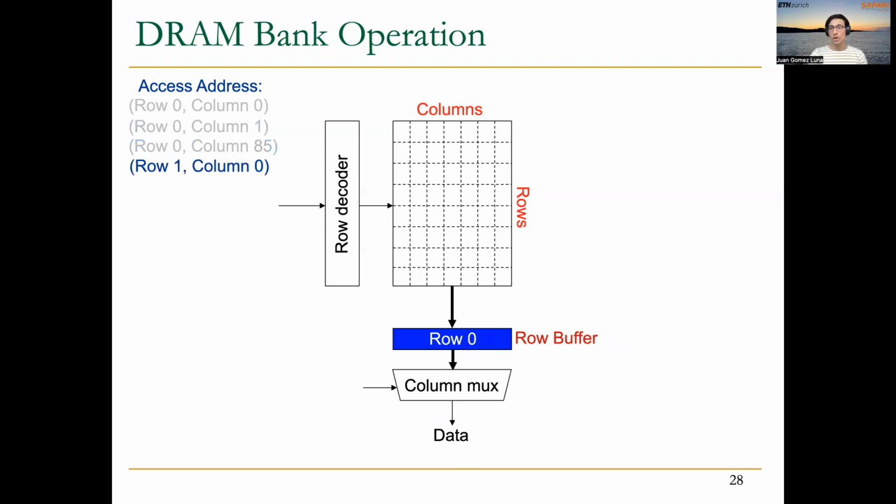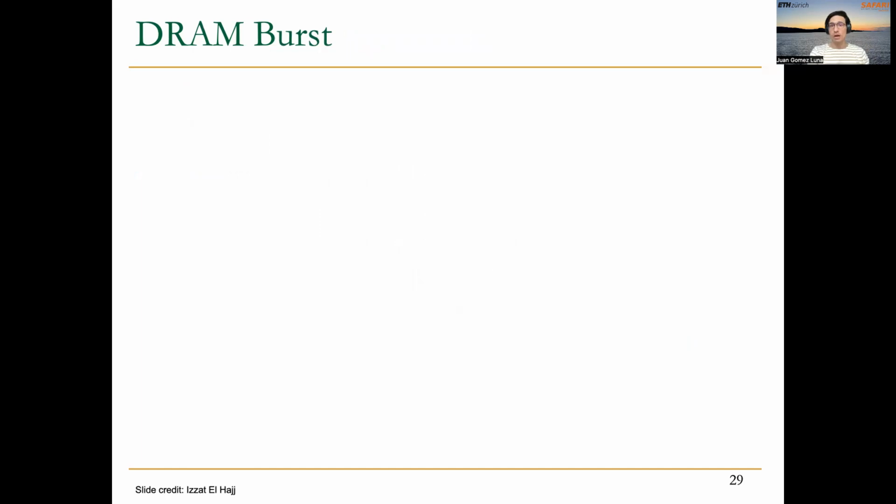But at some point, we may want to access data in a different row, for example, row 1. What happens is that row 1 is not in the row buffer, so then we have what we call a row buffer conflict. And what this means is that we need to close the row, row 0, and open the next row, row 1. And this takes, again, a longer latency because we have to move the entire row to the row buffer. And then at this point, we can access elements from row 1, this column 0 in row 1.